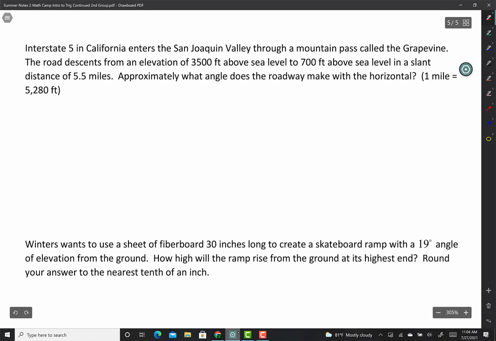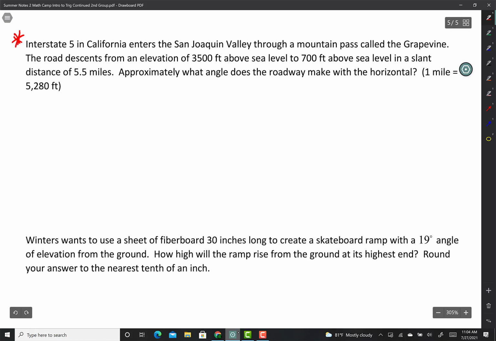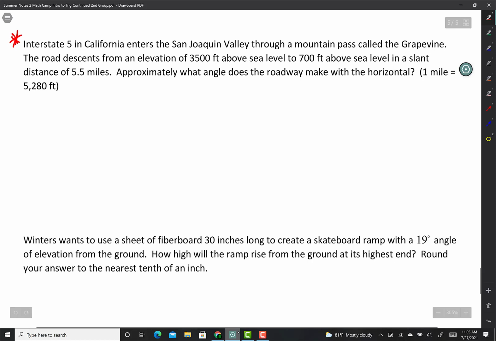So you guys might remember this question because I literally just copied and pasted it, but the other two questions are fresh. So you'll remember one, and then the other two you've never seen before. So here we go. There's a real question, guys. Interstate 5 in California enters the San Joaquin Valley through a mountain pass called the Grapevine. So if you didn't know, now you know. Cool, right? The road descends from an elevation of 3,500 feet above sea level to 700 feet above sea level in a slant distance of 5.5 miles. Approximately what angle does the roadway make with the horizontal? If you have to read that again, read that again.